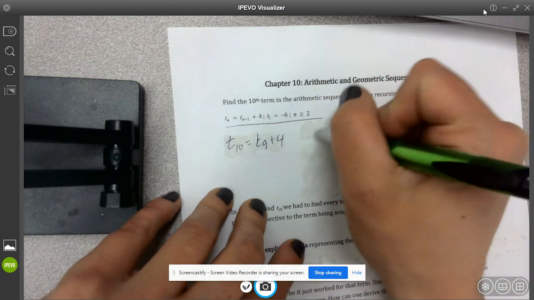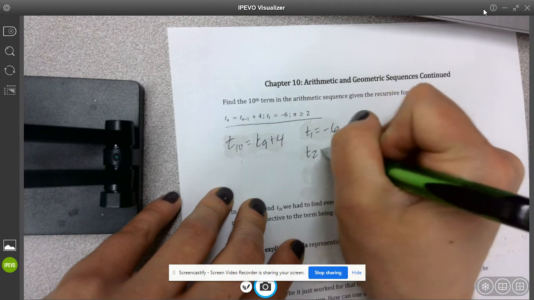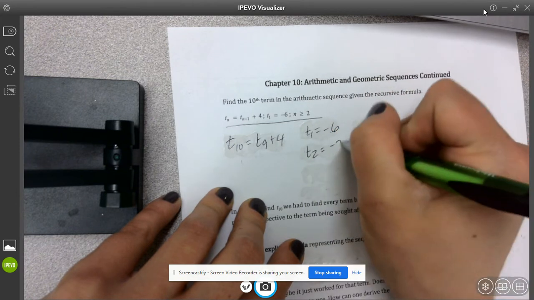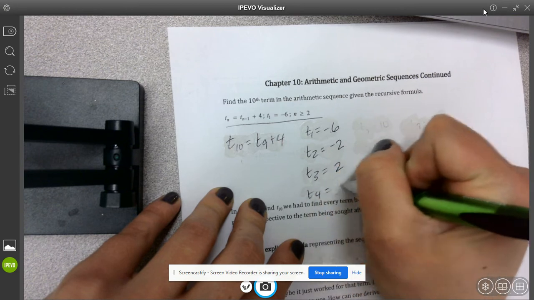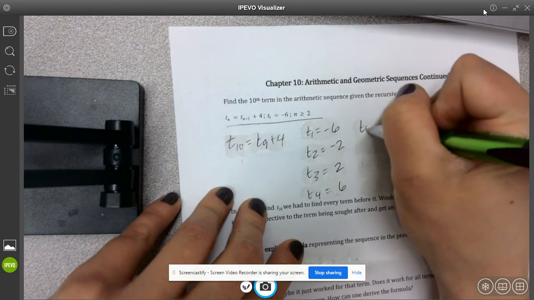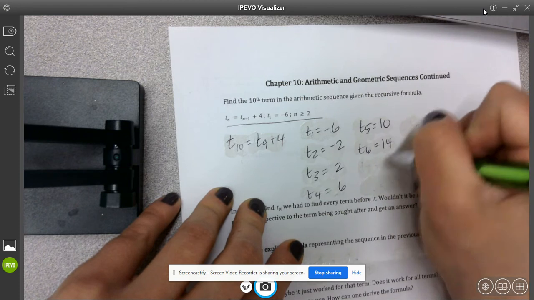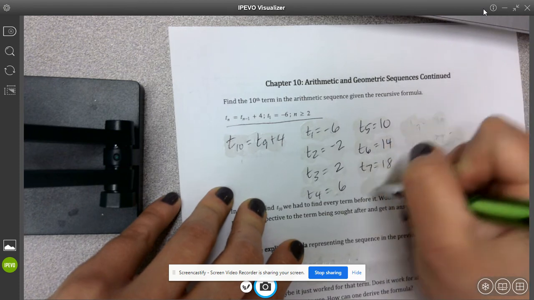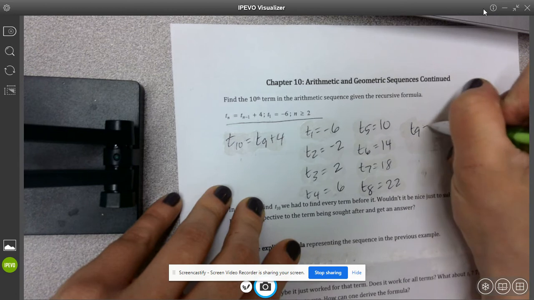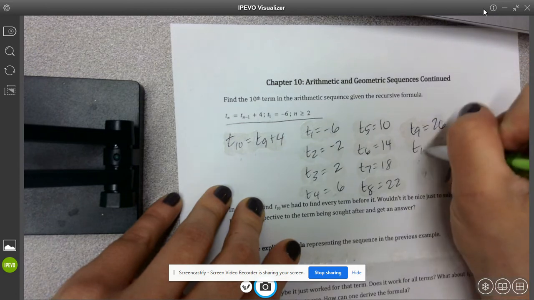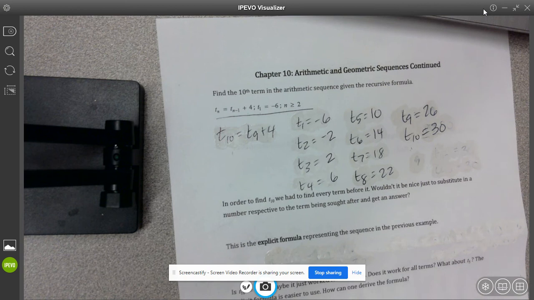So that means we have to start at the beginning and say, okay, this is my first term. To find the second term, I'm going to add 4. Then I'm going to add 4 again. Then I'm going to add 4 again. And again. Okay, and my goal is to find term 10. So term 10 is 30.